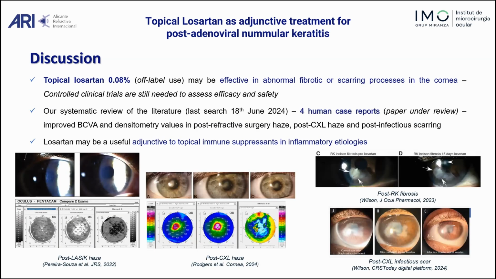So we propose that Losartan can be used for adjunctive treatment in these cases. Losartan has been used off-label in several abnormal fibrotic or scarring processes in the cornea. We have performed a systematic review of the literature. We last conducted it in June, where we identified 4 case reports in humans already in use, and in all cases there was significant improvement in best corrected visual acuity, and in 2 of them improved corneal densitometry values, and it has been proposed for post-refractive surgery haze, for cross-linking haze, and for post-infectious scarring.